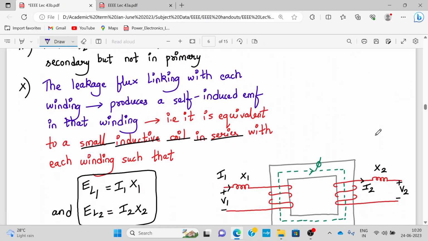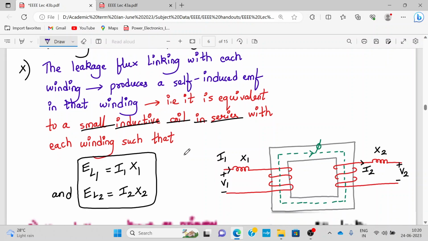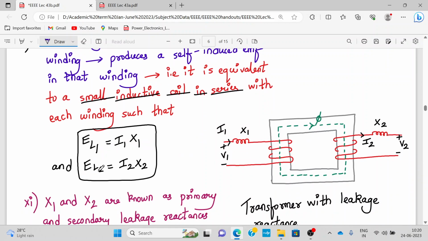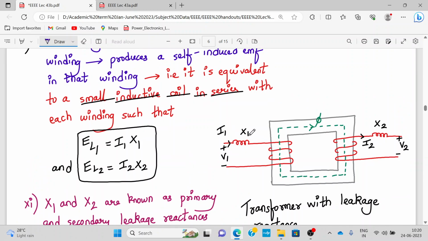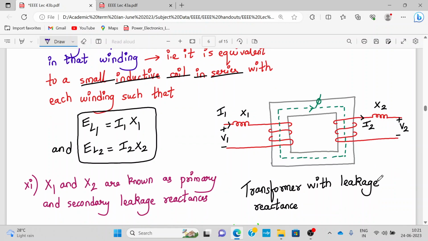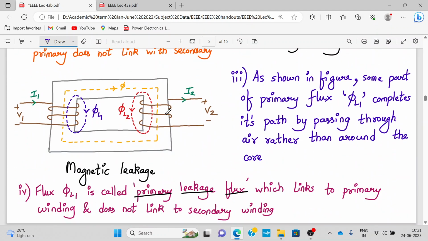The leakage flux linking with each winding produces a self-induced EMF in that winding, EL1 and EL2, and that is equivalent to a small inductive coil in series with each winding, such that EL1 is given by I1 into X1 and EL2 is given by I2 into X2. EL1 and EL2 come from the leakage fluxes phi L1 and phi L2. Here X1 and X2 are known as the primary and the secondary leakage reactances. This just represents the effect of the leakage flux.